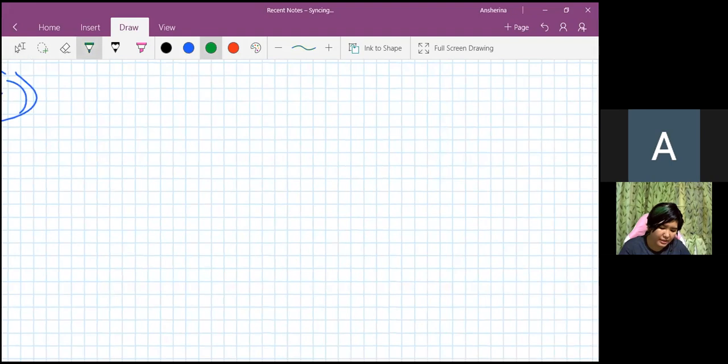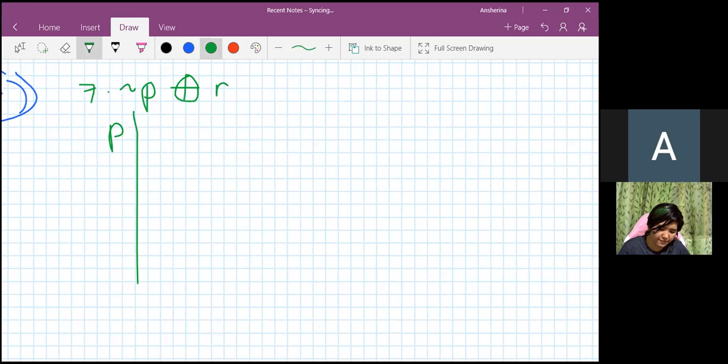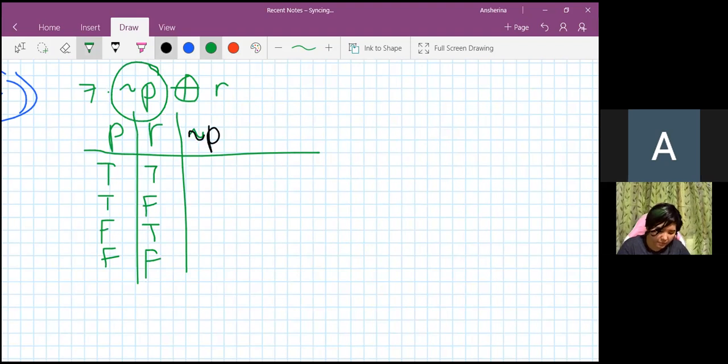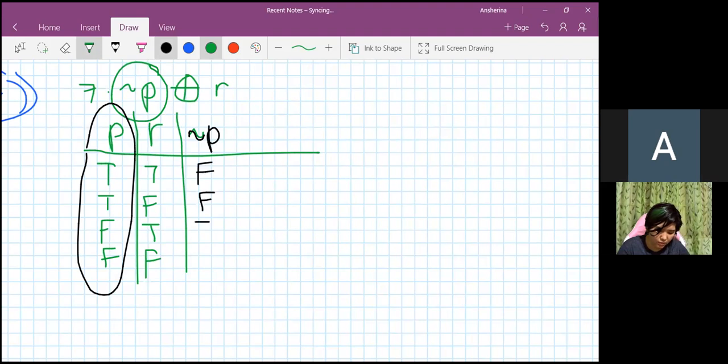Whew. Okay, so our number 7 is not P XOR R. So again, we've got two propositions. We have P, we have R. So we have true, true, false, false, true, false, true, false. Okay, now, first we need the not R, the negate of R. Lagay natin dyan. Ang negate of R, babalik na rin lang natin ito. So, false, false, true, true.